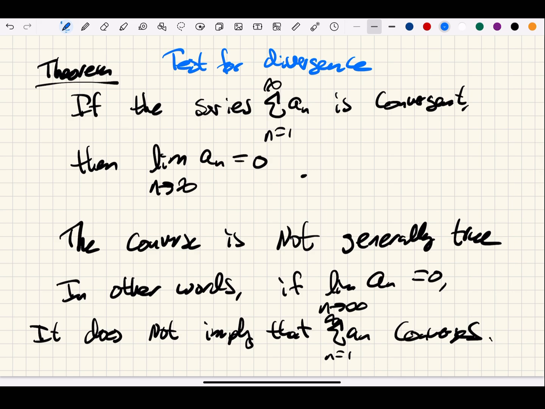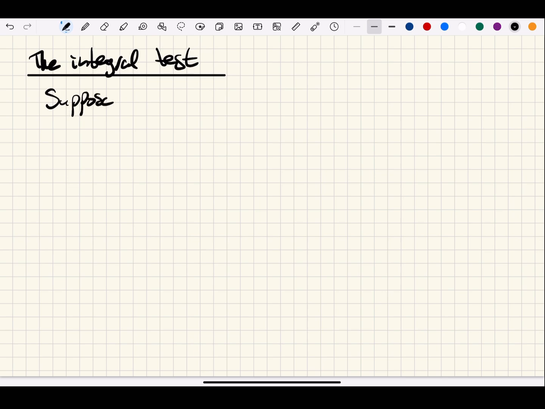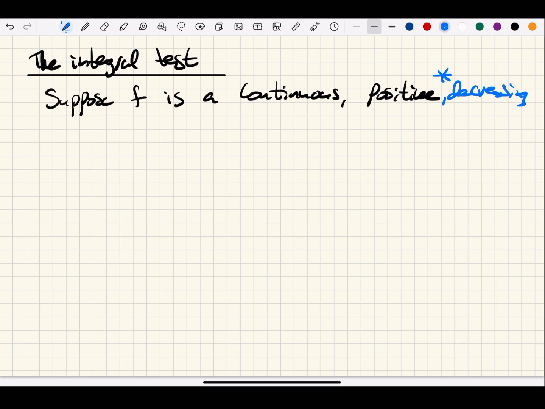And what we're about to do is look at a bunch of tests for convergence. Okay, so let's see. First one, the integral test. Suppose f is a continuous, positive, and I'm going to come back and hit this positive and decreasing thing here in a second. So f is a continuous positive decreasing function on the interval 1 to infinity.